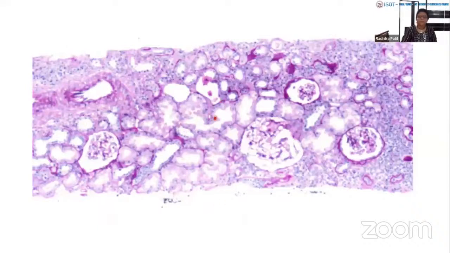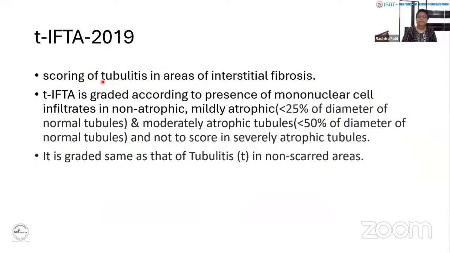These are the normal tubules. One artery is here and it is appearing normal. So t-IFTA is scoring of tubulitis in areas of interstitial fibrosis. It is graded according to the presence of mononuclear cell infiltrate in the non-atrophic, mildly atrophic, that is less than 25% of diameter of normal tubules, and moderately atrophic, that is less than 50% of diameter of normal tubules. Like in tubulitis also, we can score in non-atrophic, mildly atrophic and moderately atrophic tubules, but in the non-scarred area. t-IFTA is in the scarred areas where the interstitial fibrosis is there.